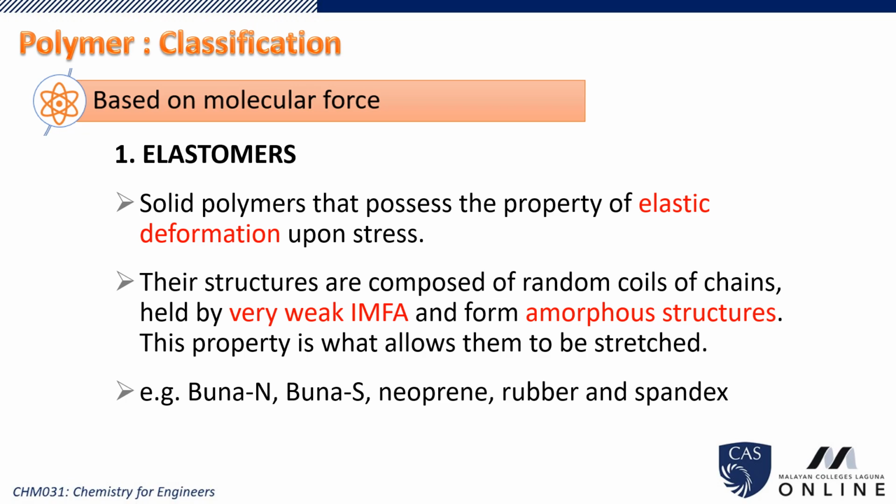The next type is classification based on molecular force. And the first polymer that we have there is elastomers. Elastomers are polymers that can stretch and return to their original shape. They consist of loosely connected chains with weak intermolecular forces. Their structures are composed of random coils of chains held by very weak intermolecular forces of attraction and form amorphous structures. This property is what allows them to be stretched. Examples of elastomers are butadiene, Buna-N, Buna-S, neoprene, rubber, and spandex.